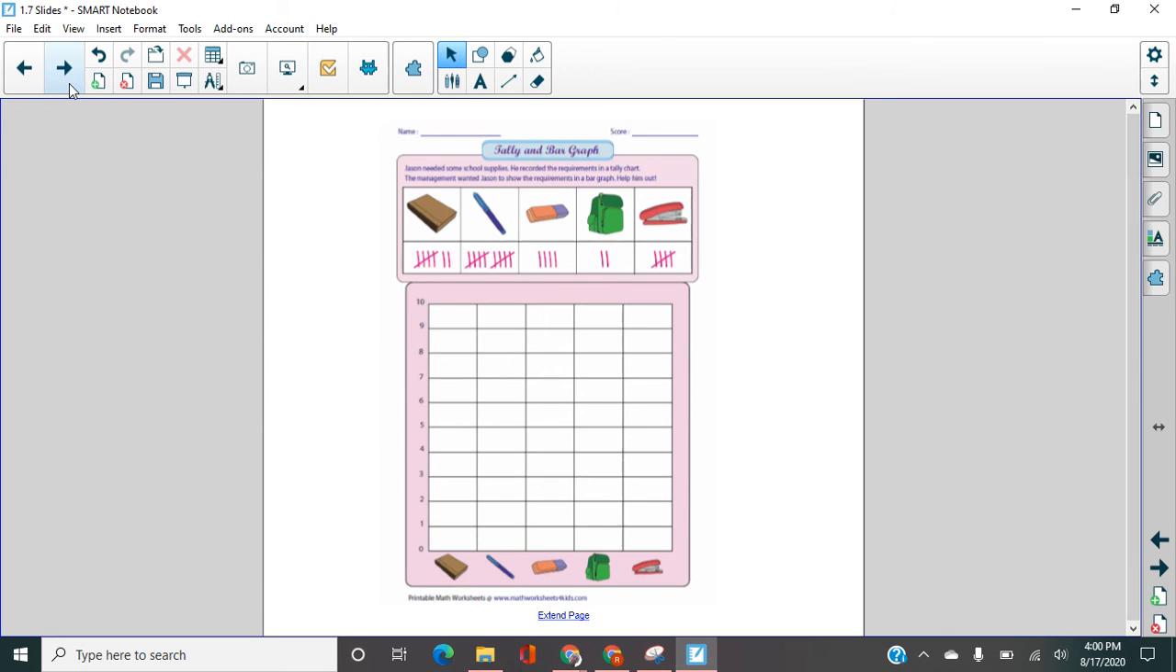All right, let's look at this right here. So you're going to work on this with me. Jason needed some school supplies and he recorded the requirements in a tally chart. The management wanted Jason to show the requirements in a bar graph. Help him out. All right, let's help him out. So let's look at this one. Books. How many books does he need? What do you think?